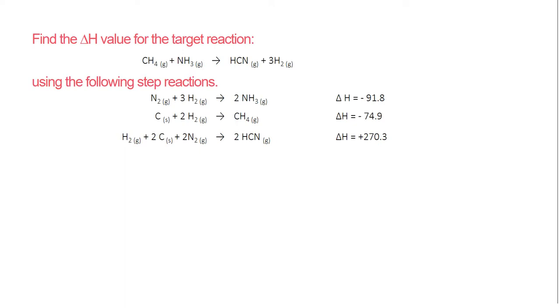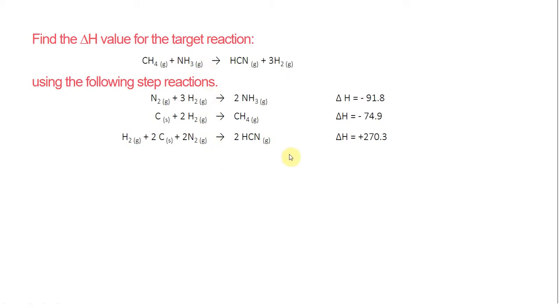And so I have this. We have a target reaction of CH4 gas plus ammonia gas reacts to give hydrocyanic acid gas plus 3 moles of hydrogen gas. We're going to use these step reactions and their delta H's to find the enthalpy of the overall target.